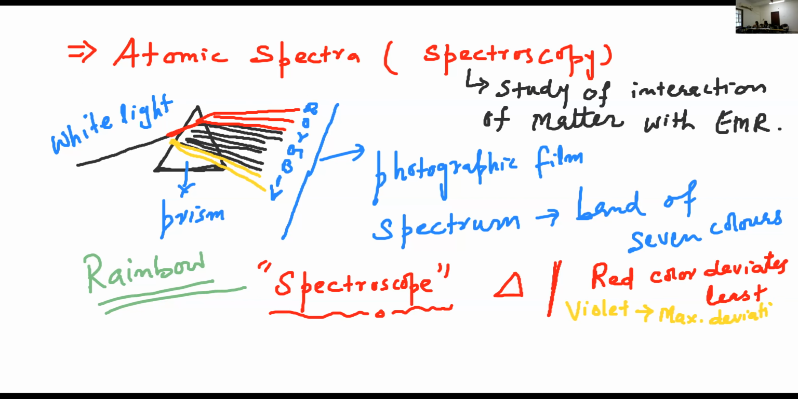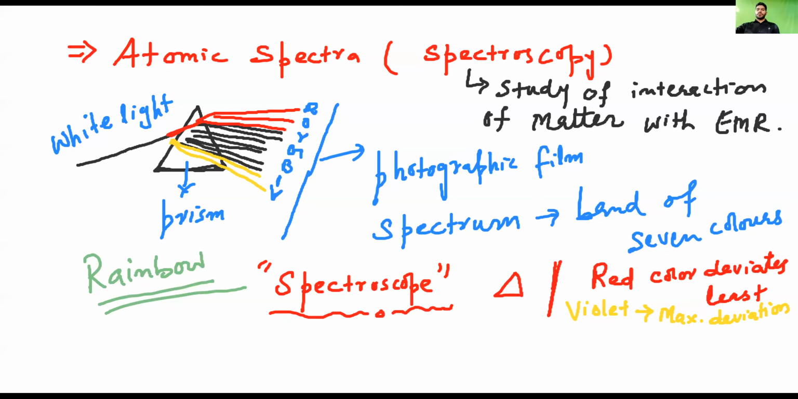Okay, so shall I move to the next page? This is a very important point to be noted down here, that red color deviates least and violet color deviates maximum. That means it bends very much, because red has a very high wavelength but low frequency. But violet has a very short wavelength but very high frequency, isn't it? So shall I move to the next page? Yes, sir.